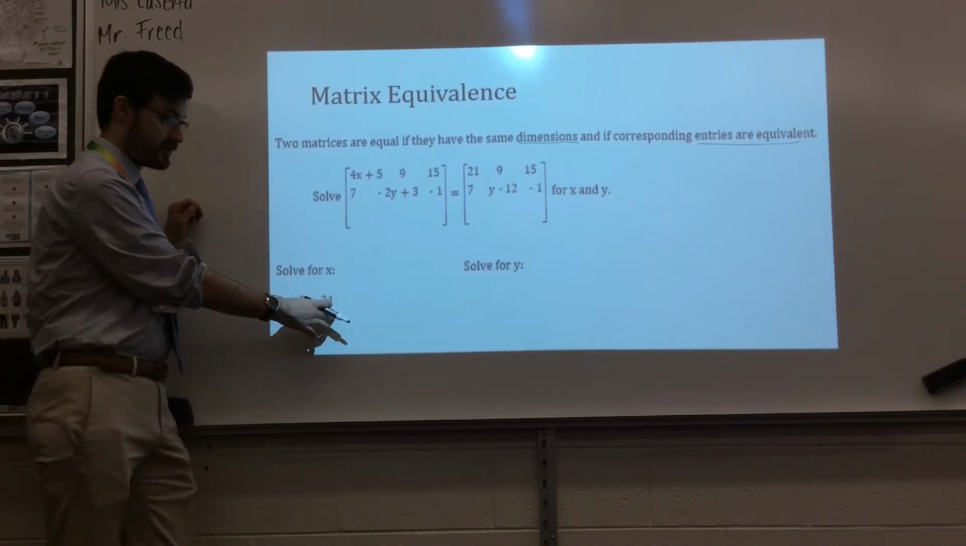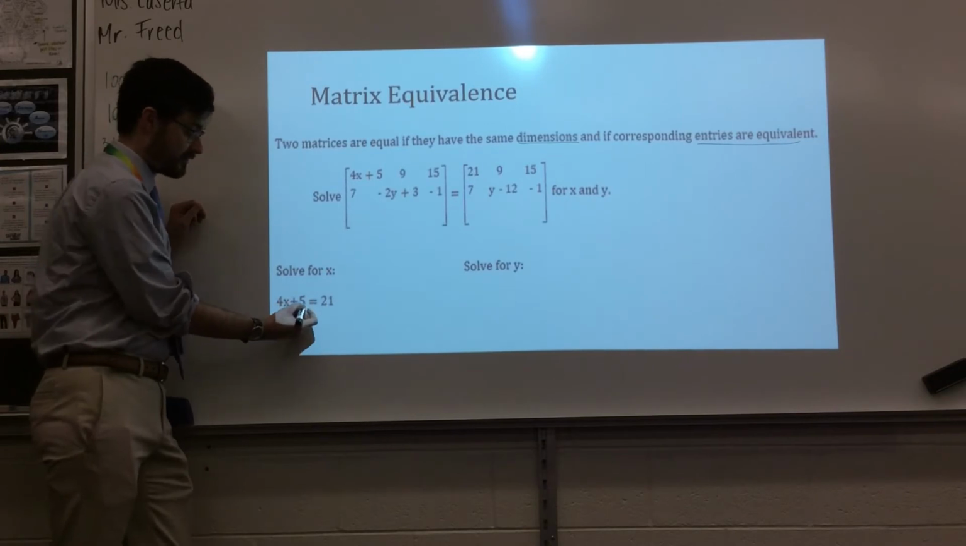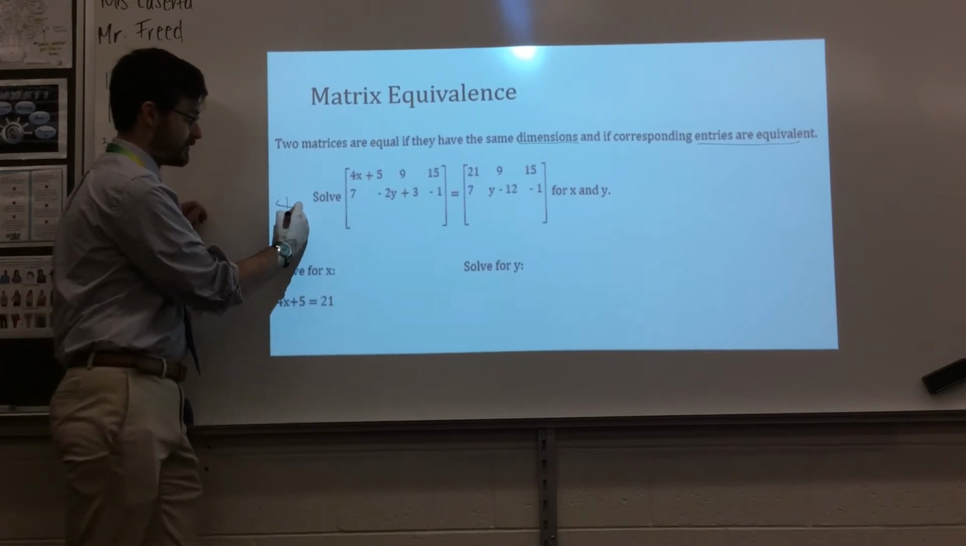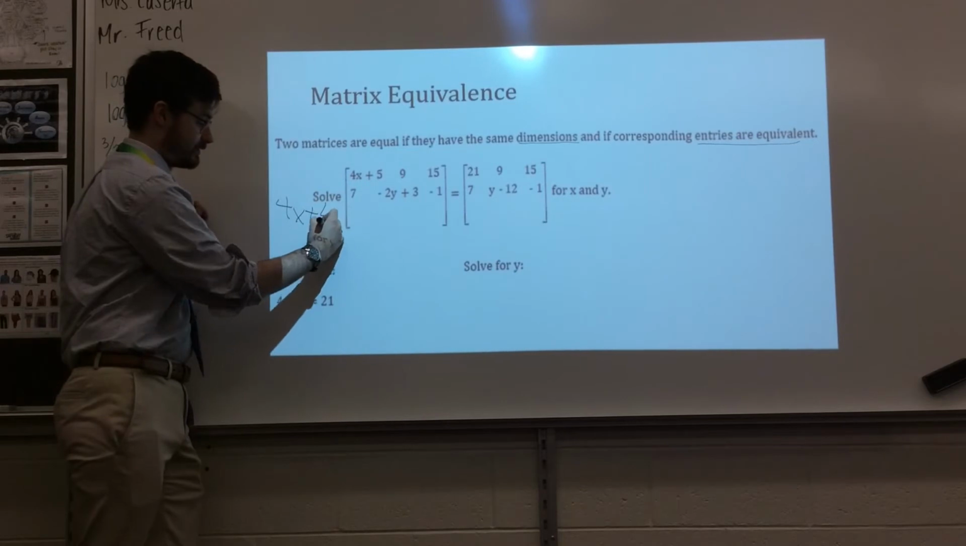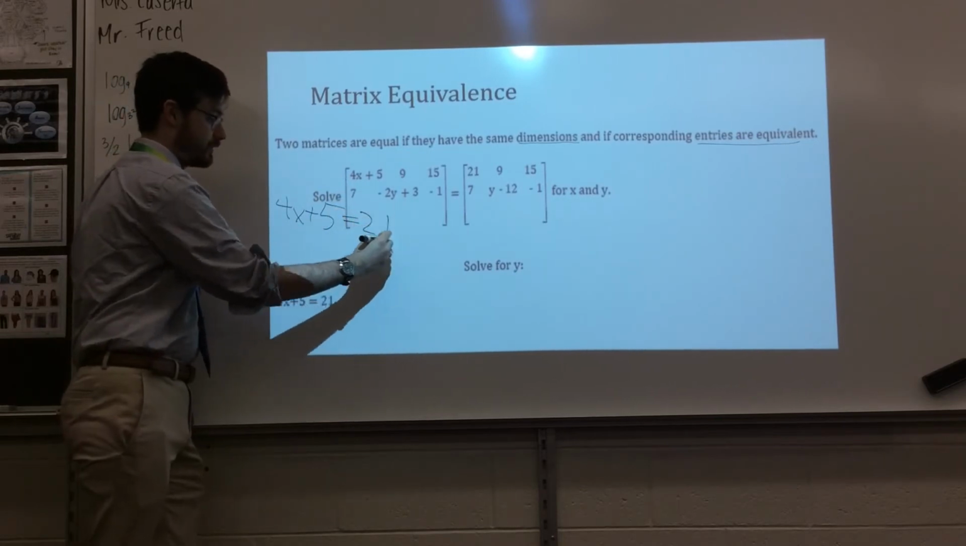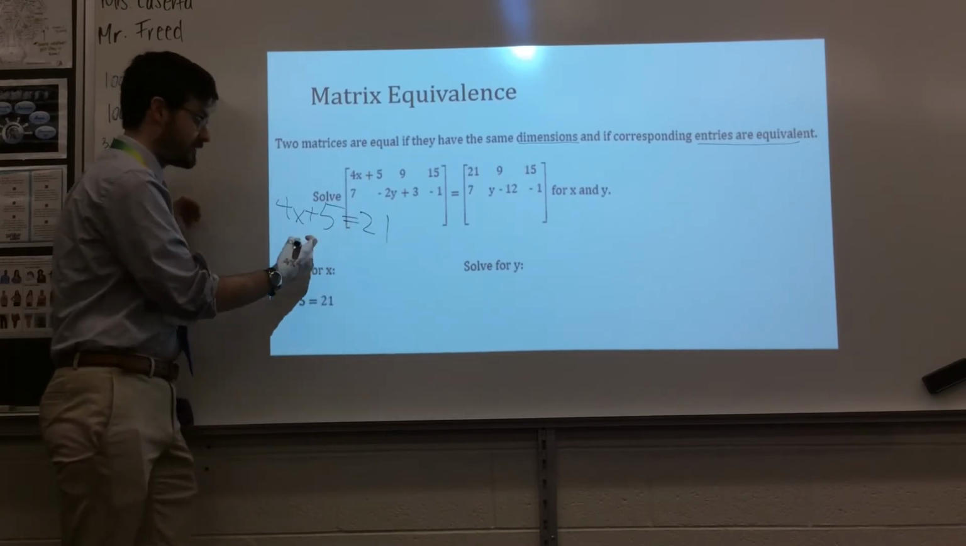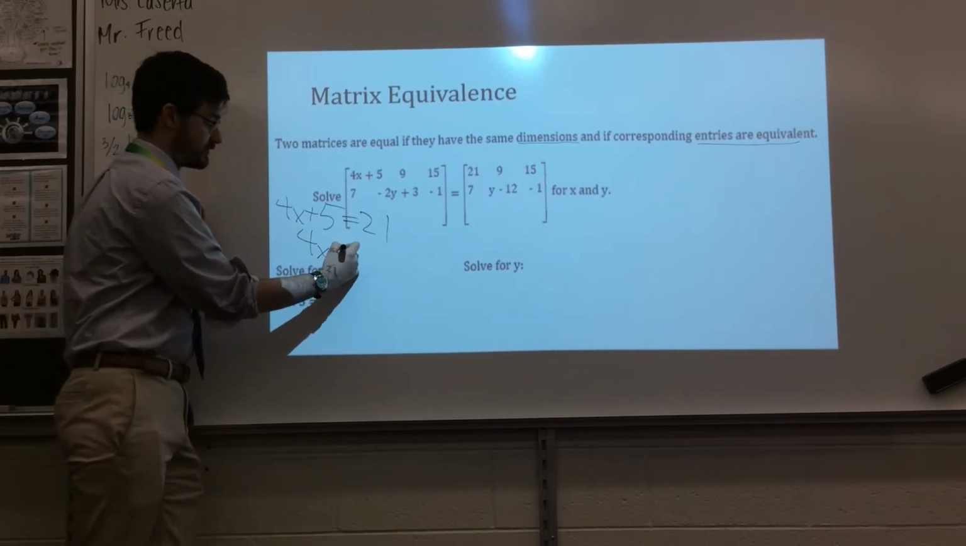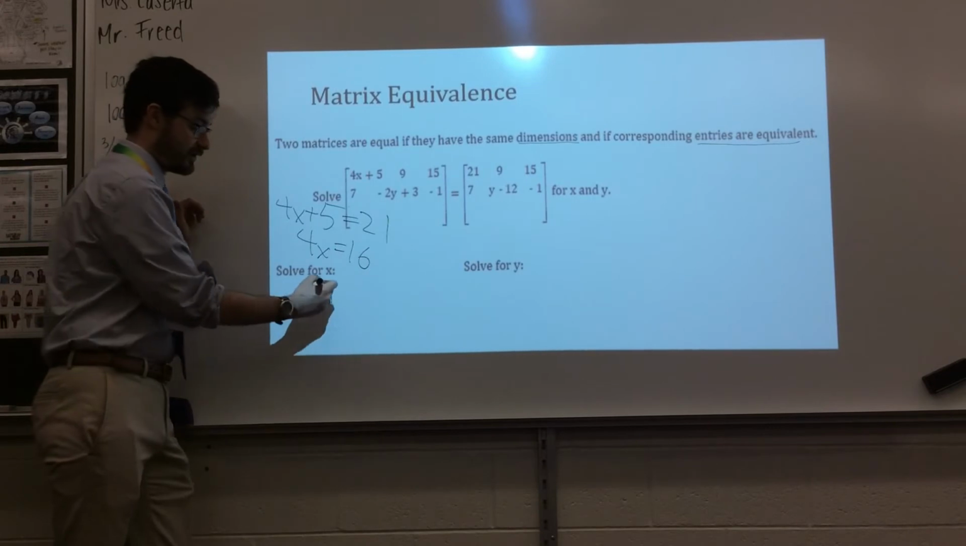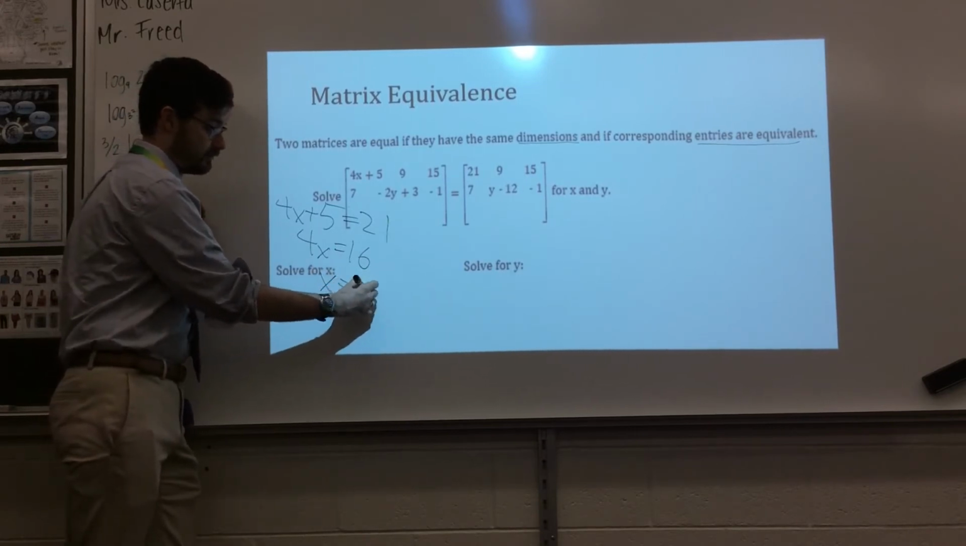4x plus 5 equals 21. First thing that we do, subtract 5 from each side. Let me write it up here so it's a little easier to see. First thing we do, subtract 5 from both sides. 21 minus 5 is going to give us 16. 4x is equal to 16. And we can see from here that x has to equal 4.